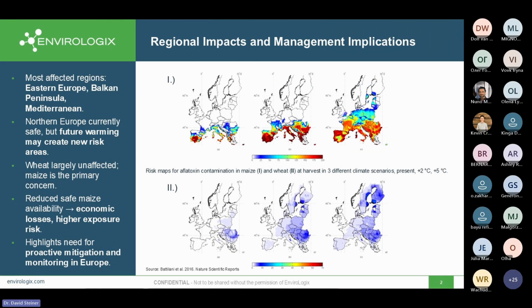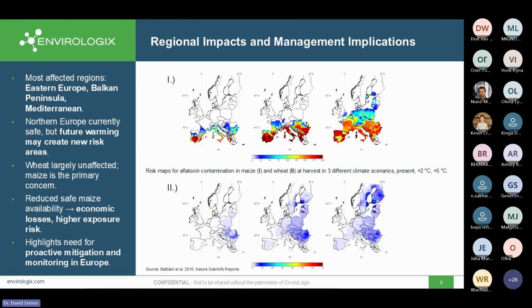So today around 20% of these sites already surpass this limit, and global warming will make the problem even worse. So how much worse? We can see that on this map, which shows the projected aflatoxin B1 hotspots in Europe. The highest risk is in the Balkan region, but also parts of Italy and Eastern Europe. You can see it clearly here. While Northern Europe is still relatively safe, I would say, ongoing warming may also create new risk areas in the future, especially with elevated temperatures, which you can see here in the last slide.